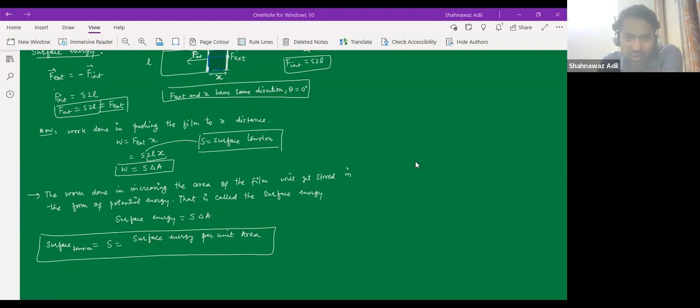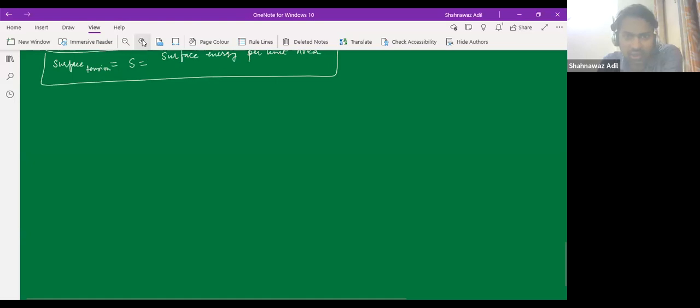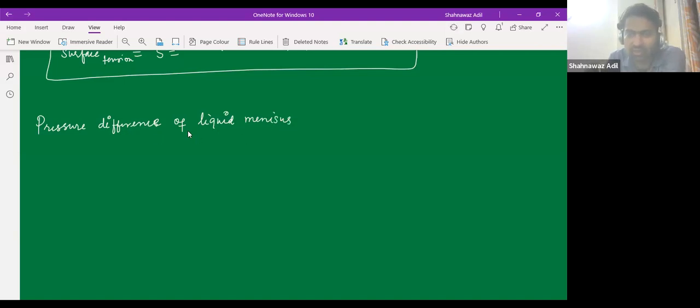Okay, so remembering these things, let us understand about the pressure difference of liquid. Meniscus is the circular part or the spherical part. So that is what we call a meniscus.